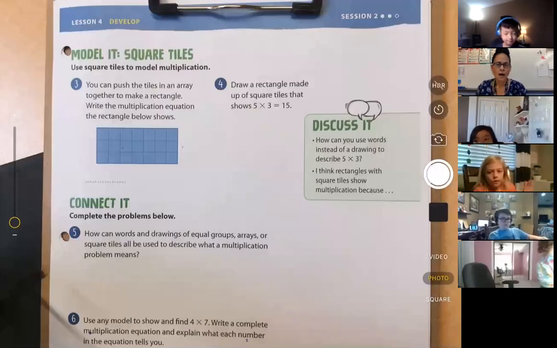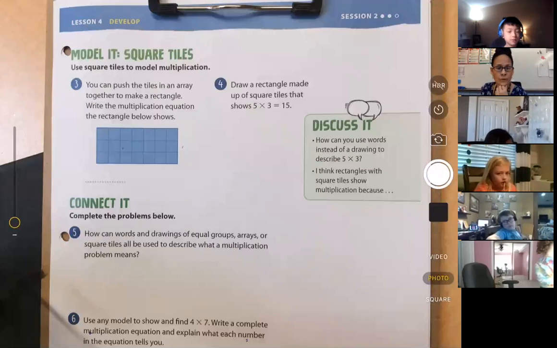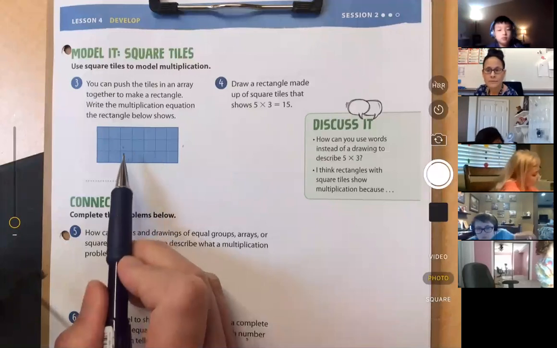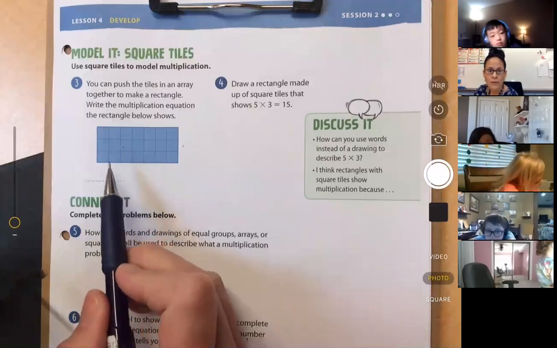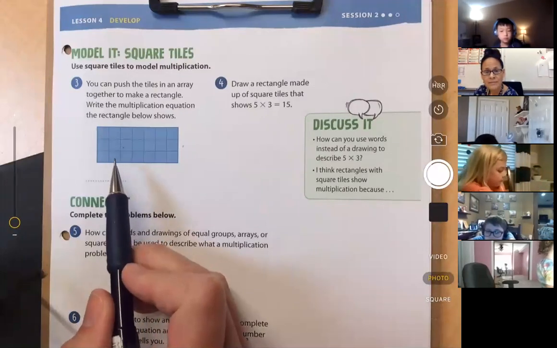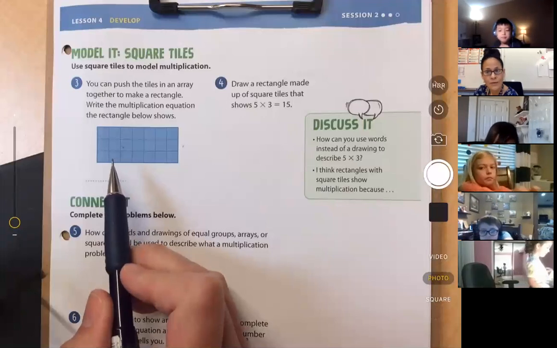Now, friends, on page 96, questions 3 and 4, it says on question 3 that you can push the tiles in an array together to make a rectangle. Write the multiplication equation the rectangle below shows. Now, friends, take a really close look at this rectangle. This rectangle with all of these squares is an array. Have you seen rectangles like this before?